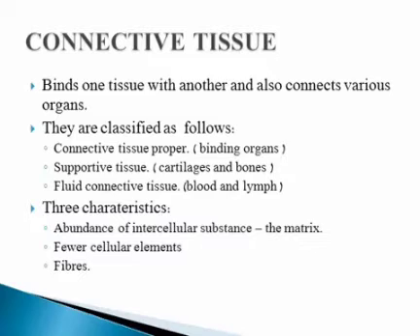The connective tissue has three important characteristics. What are they? First one, abundance of intercellular substance, which together is called the matrix. It contains only fewer cellular elements, and it has fibers. So abundance of intercellular substance, the matrix, fewer cellular elements, and fibers. These are the three characteristics of connective tissue.